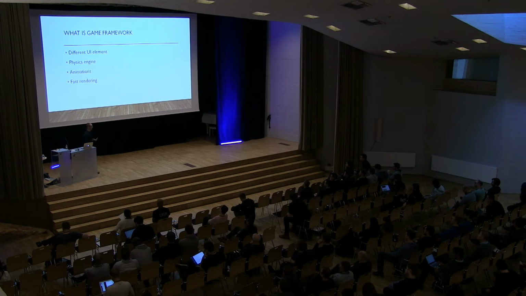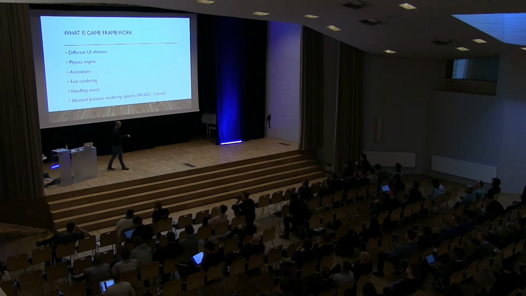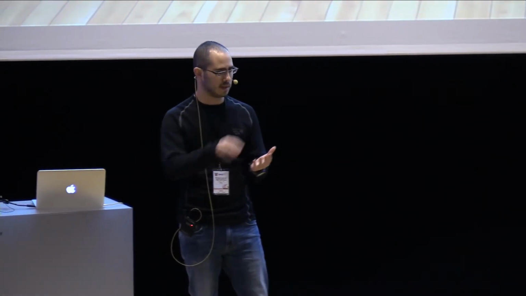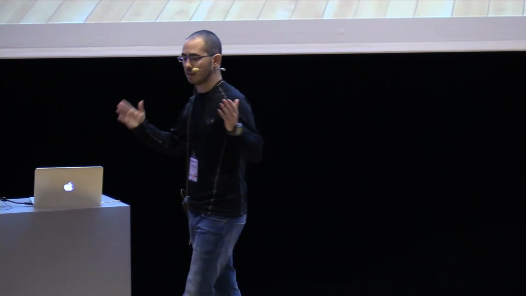And the rendering is far faster. Having a slow performing game simply doesn't work for our users. We need to handle a lot of assets, and we want an abstraction of the actual way that we render the game. You can render it with Canvas or with WebGL, and you don't want to be specific to one implementation. You want some abstraction. So this is the list of things that I expect when I'm choosing a game framework.